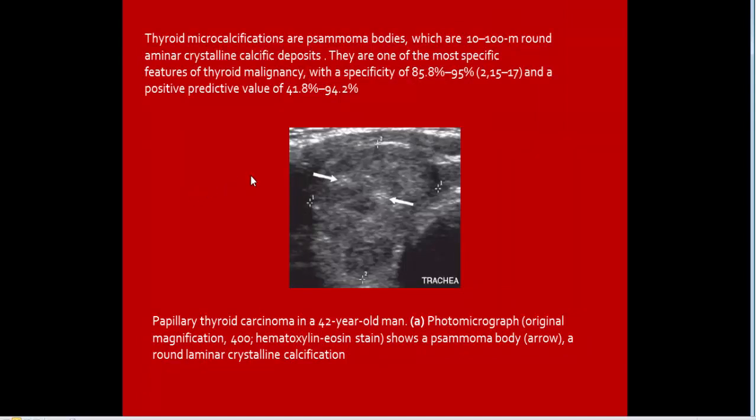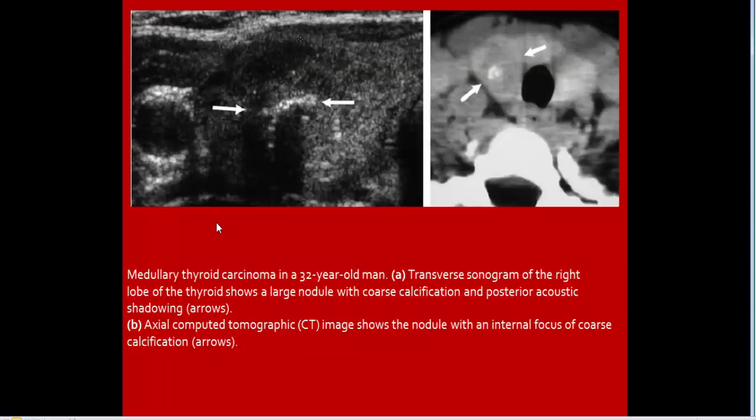Thyroid microcalcification, psammoma bodies, 10 to 100 micrometers, round, laminar, crystalline calcific deposits. They are one of the most specific features of thyroid malignancy. Specificity up to 85 percent and the positive predictive value high. Papillary thyroid carcinoma, and we see this is a psammoma body, round laminar crystalline calcification.